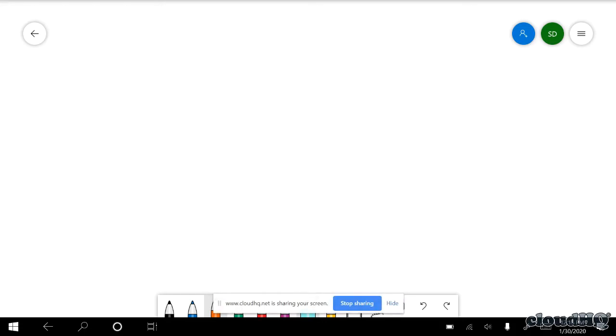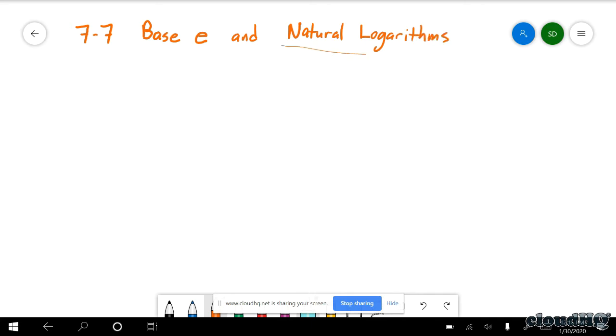All right, today we're going to take a look at section 7.7. The main idea, the second part of the title, is natural logarithms.